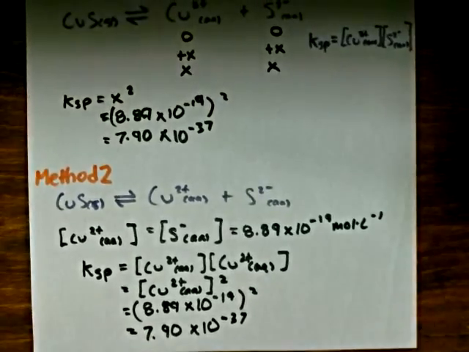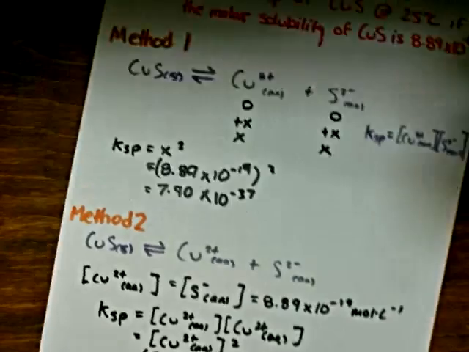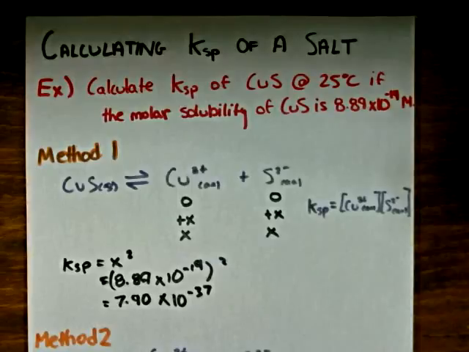Now this method, as I said, is useful when you have a 1-to-1 ratio between the ions and the solid. But when you have ratios that are not 1-to-1, then I would definitely recommend using the first method, using an ice table.